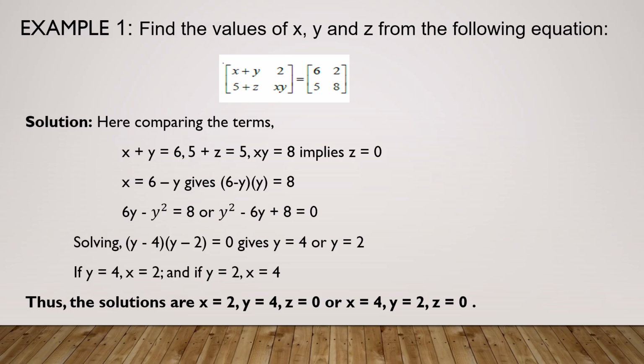If y is 4, x is 6 minus y, means 6 minus 4, which is 2. And if y is 2, x is 4. So there are two possible solutions for this. First one is x 2, y 4, z 0, and second one is x 4, y 2 and z is equal to 0.